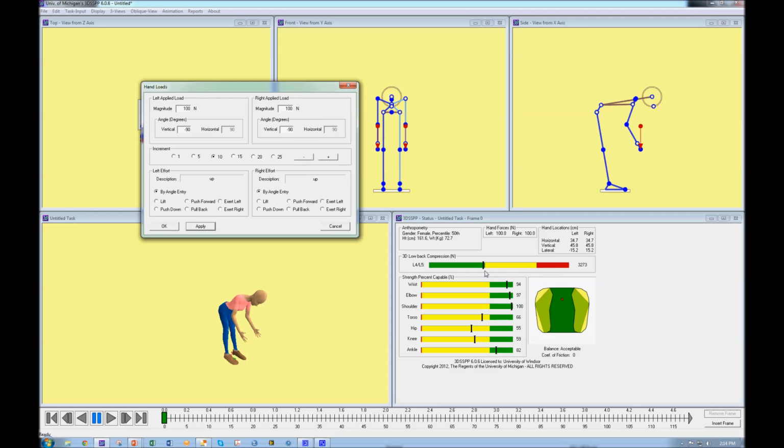Compression hasn't exceeded 3,400 newtons yet, but a simple adjustment to the magnitude, let's say 105 and 105, and apply that, now we're getting closer, and let's say 110 and 110 and apply, we are now exceeding the NIOSH compression limits of 3,400 newtons. So this job would fail not only because of the compression that's occurring at the low back, but also because only a percent of the population have the strength in each of the joints to actually do the job.